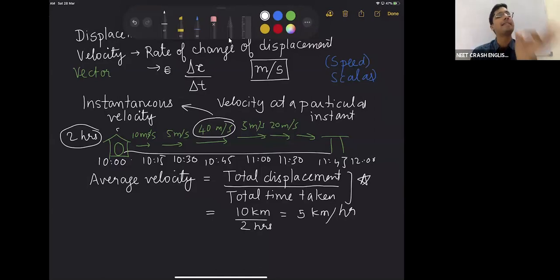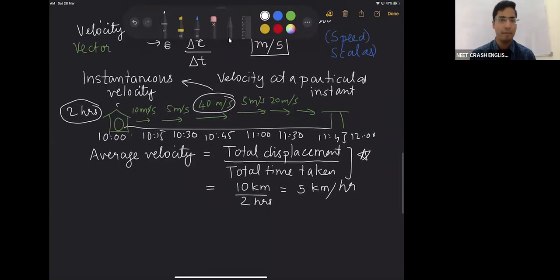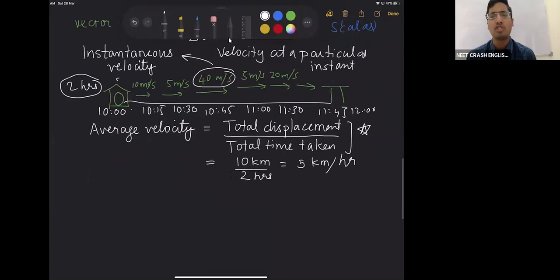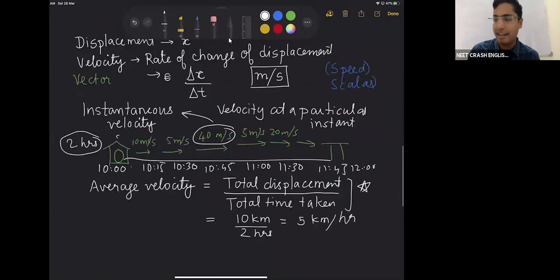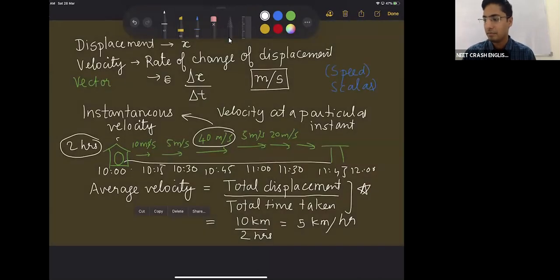Now there is a common misconception that students have in average velocity. I'm going to give you a question to understand the misconception. You can note this down for a minute. Anyway, I'm going to make these notes all available to you like yesterday's class, so don't worry if you have missed something. I'm just going to move ahead in the interest of time.